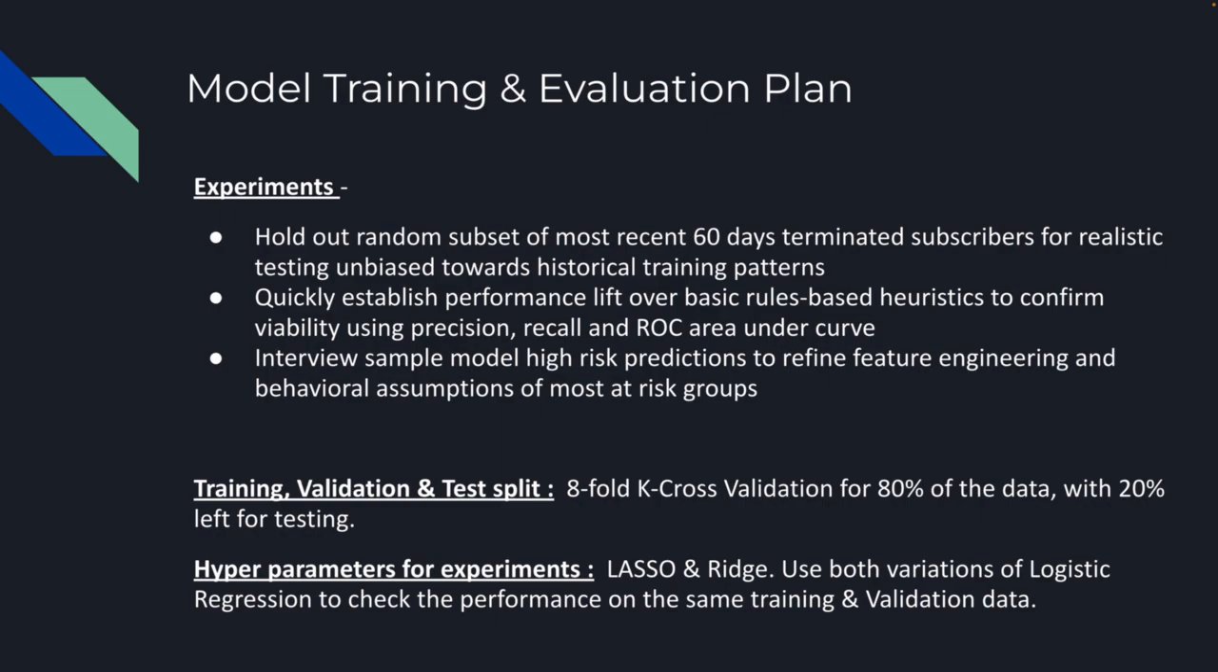Coming to the experiments we will do for the model training and evaluation, we will hold out a random subset of the most recent 60 days of terminated subscribers, so we can have an unbiased test against the historical training patterns. We will also interview a sample of high-risk model predictions to refine feature engineering and behavioral assumptions for the groups most at risk.